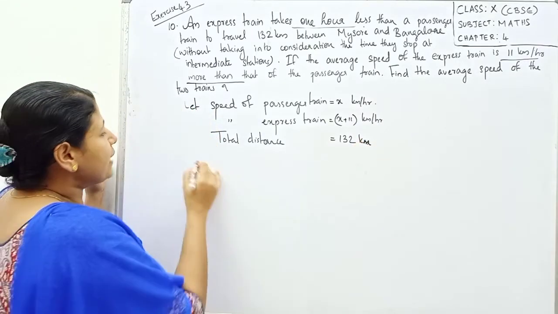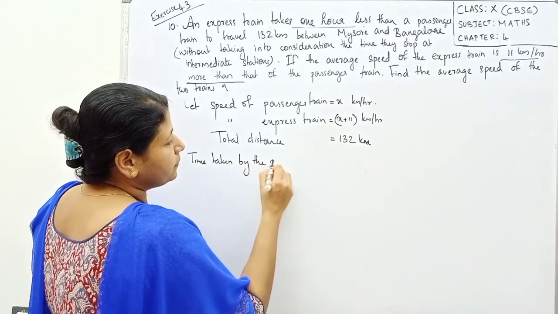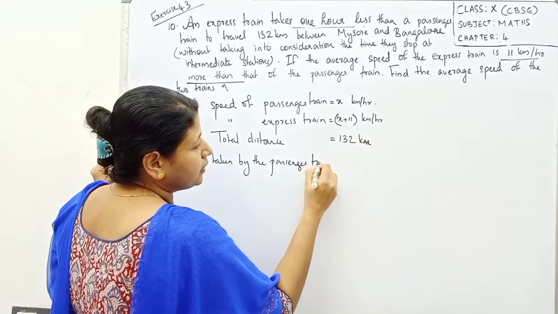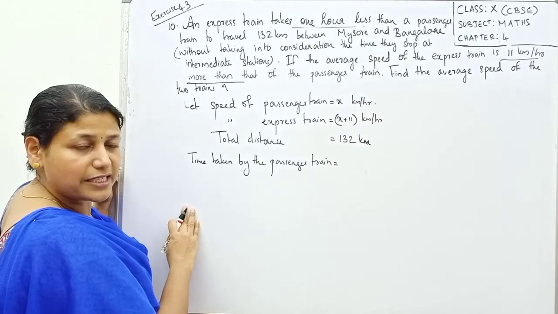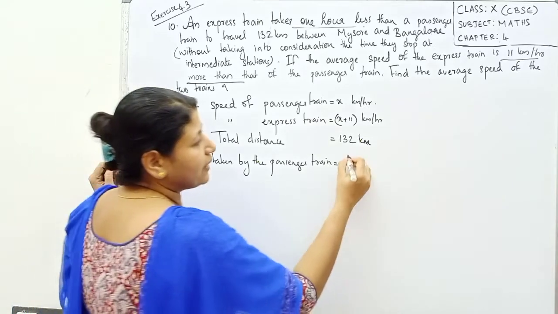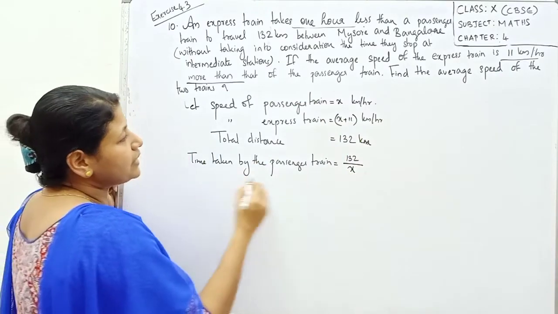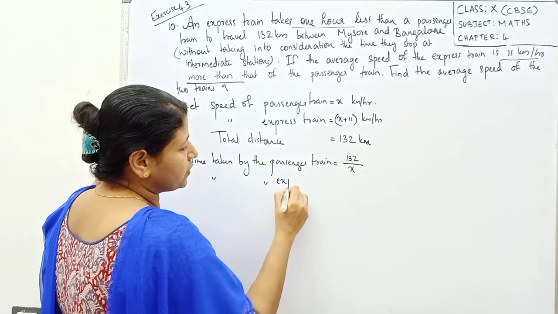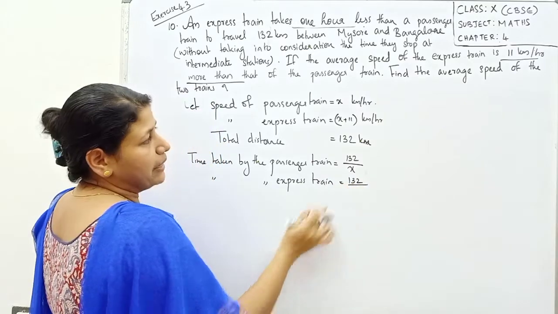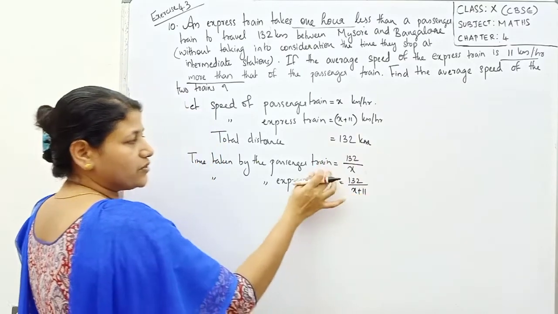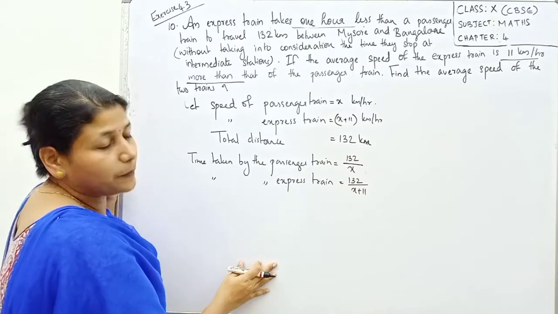And we can write the time taken. Time taken by the passenger train: we have studied that time can be found by total distance by speed. Total distance is 132 km and the speed of the passenger train is x. So we can write 132 by x. And what about the time taken by the express train? It is 132 by, the distance is the same and the speed is x plus 11. So the passenger train takes 132 by x and the express train takes 132 by x plus 11 hours.